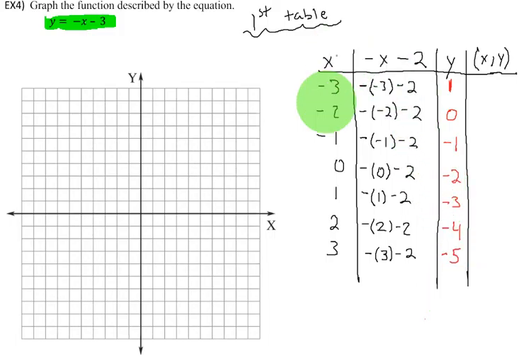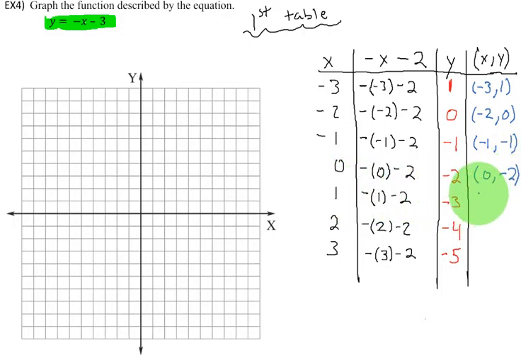So let's go ahead and write these ordered pairs out over to the side. I'm going to use a totally different pen color this time. So my x value starting out was negative 3, my y value is positive 1. When my x value is negative 2, y is 0. When x is negative 1, y is negative 1. When x is 0, y is negative 2.